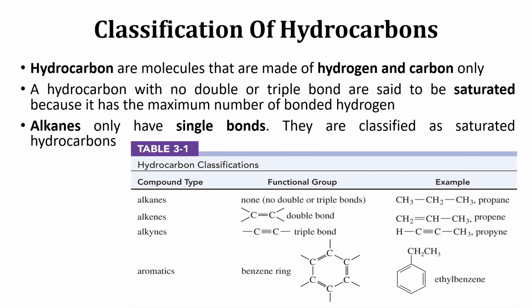Classification of hydrocarbons. The study of organic compounds begins with alkanes because alkane structures form the hydrocarbon backbone of most organic compounds. Hydrocarbons are molecules that are made up of hydrogen and carbon only. A hydrocarbon with no double bond or triple bond is said to be saturated because it has the maximum number of bonded hydrogen. We classify hydrocarbons according to their bonding as shown in the figure.